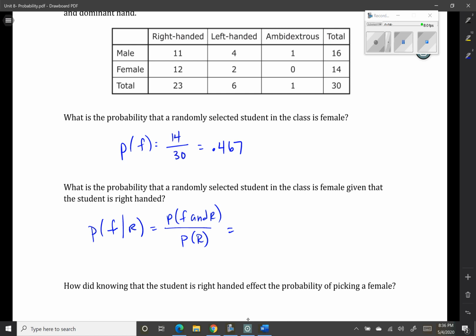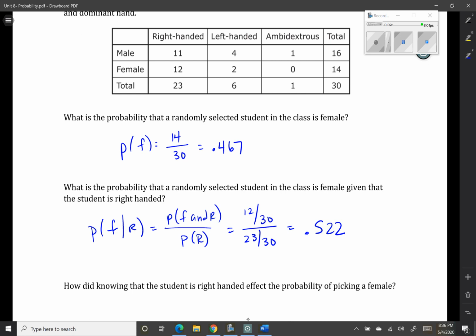So the probability of being female and being right-handed, there are 12 right-handed females out of 30 people in the survey. Then the probability of being right-handed, there are 23 people in the survey out of 30 that are right-handed. If you divide those two fractions, use your parentheses in your calculator, you're going to get 0.522.